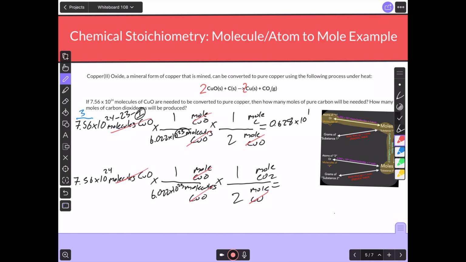We want to put this in proper scientific notation, so we move our decimal over to the right, which means we reduce the exponent, which takes that to 0, which means we can get rid of that altogether, which means I have 6.28 moles of carbon here, and that's going to be the same here, 6.28 moles of CO2 that are produced. So there's a molecule or atom. If we had atoms for our reactant, it would have been the same process.